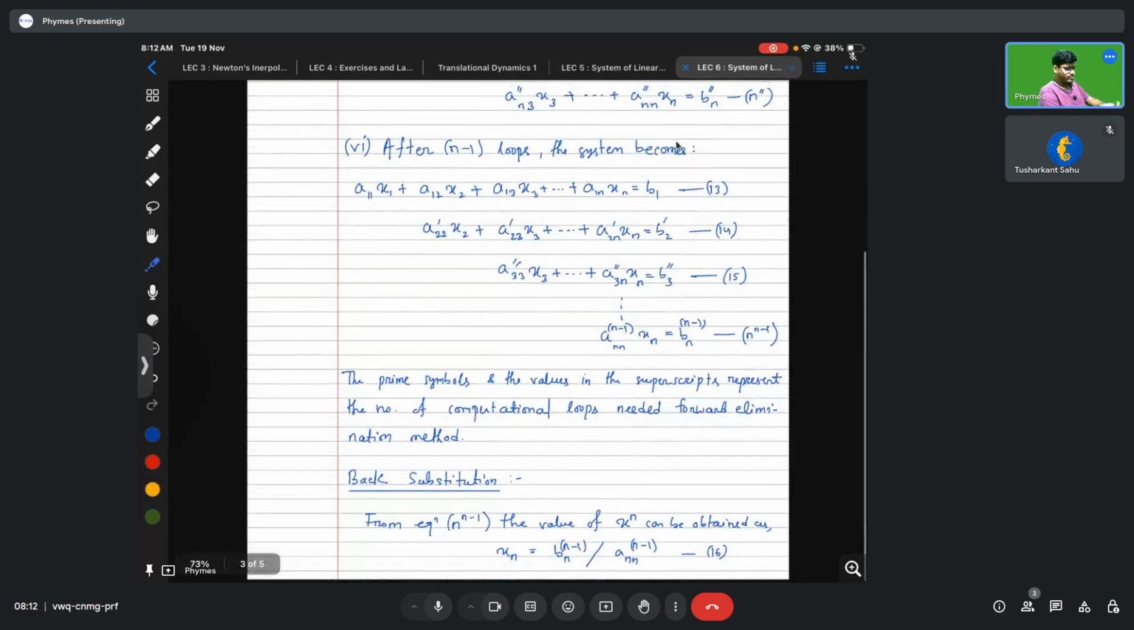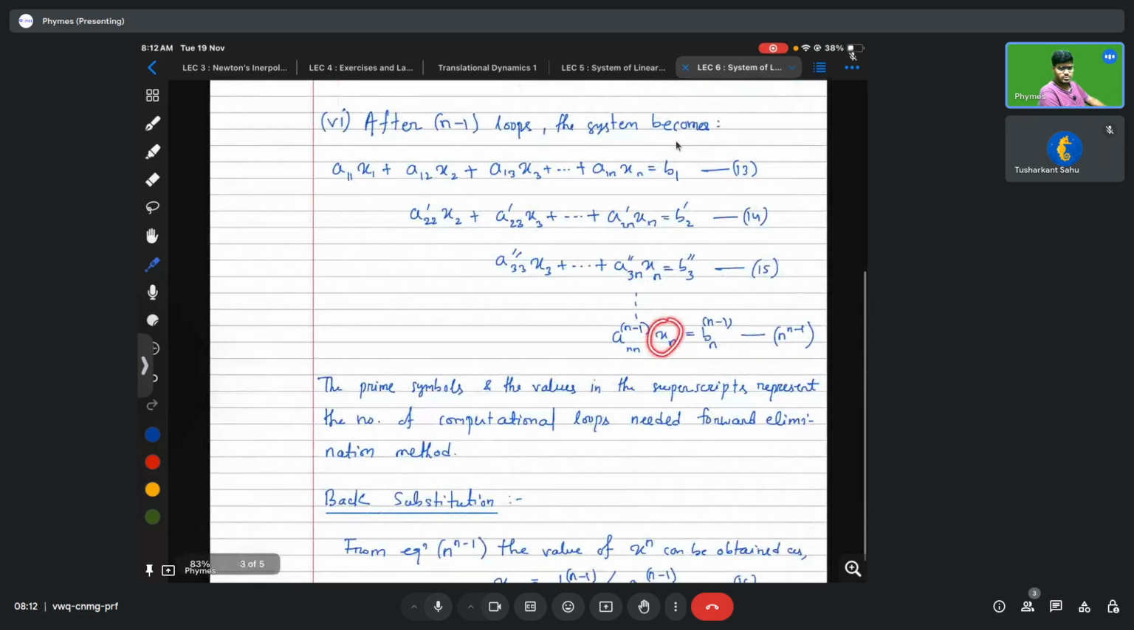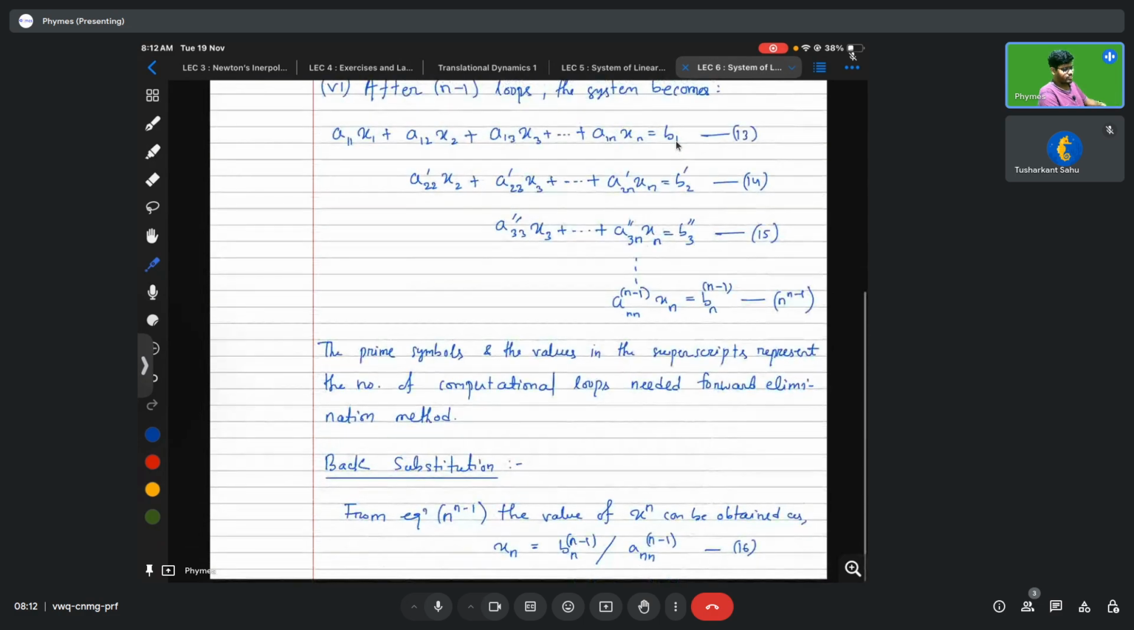Now this xn value will be just this bn here divided by ann, right? So start from this last equation, and the value of xn will be like this, and from this value of xn you have to find then the value of xn minus 1, then xn minus 2 up to x1, right?